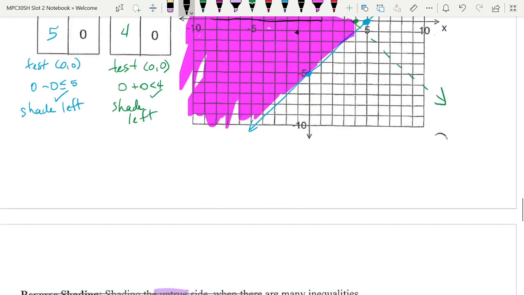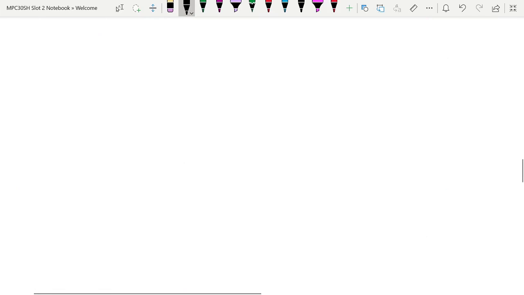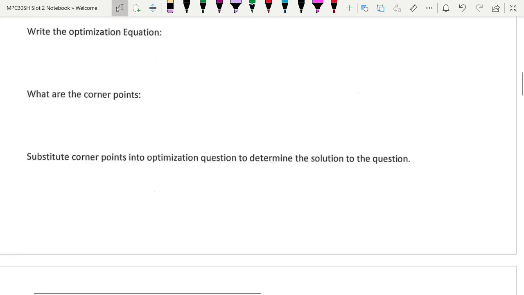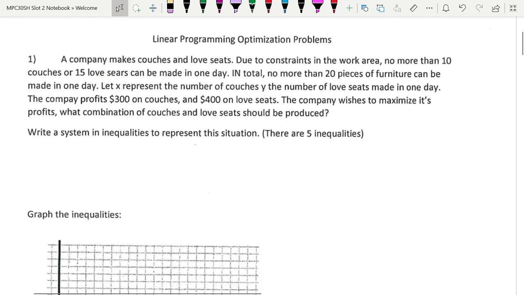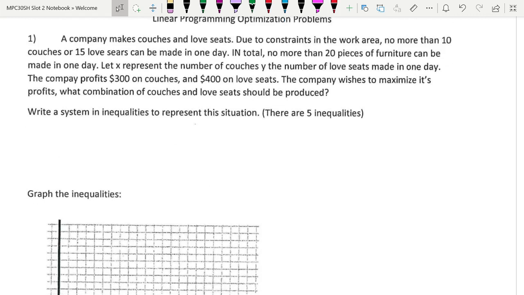So let's go back now, and let's do a word problem. For the second word problem, we'll do the you play game. So here we go. We call this an optimization problem. A company makes couches and love seats. So we've got a furniture making company. We've got Palliser Furniture here. Due to constraints in the work area, no more than 10 couches or 15 love seats, that's supposed to be seats, not Sears, seats, can be made in one day. In total, no more than 20 pieces of furniture can be made in one day.